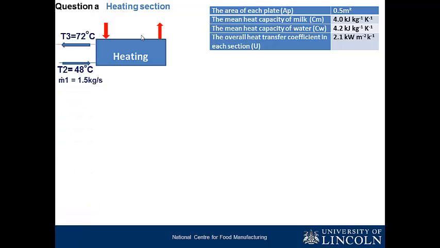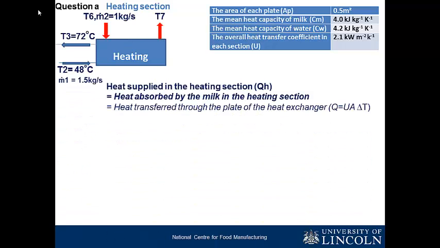Now the heat supply in the heating section. We know that in the heating section the milk is leaving the regeneration section at 48 degrees Celsius. It's going in there and it's coming out, because we are told that it's going to be pasteurized at 72 degrees Celsius. So we know the inlet temperature and the outlet temperature for the milk.